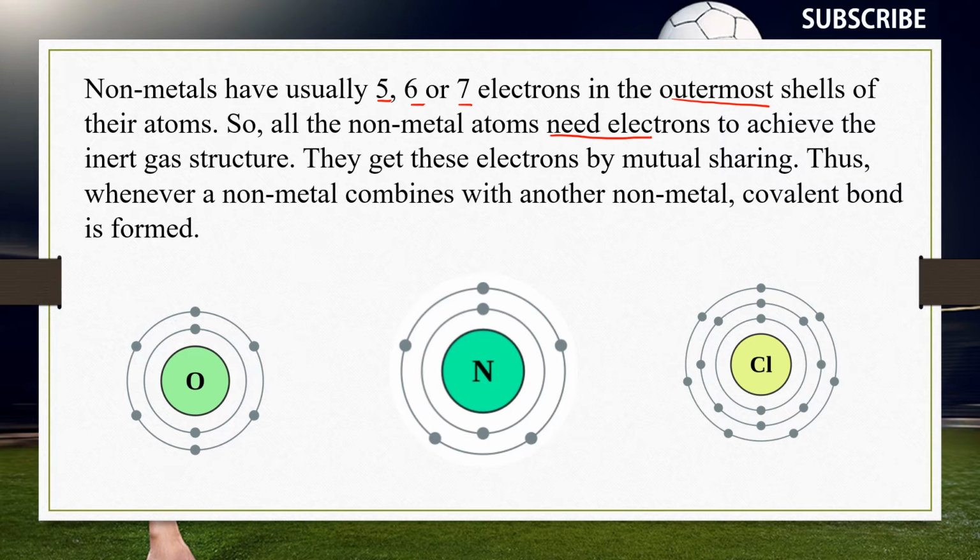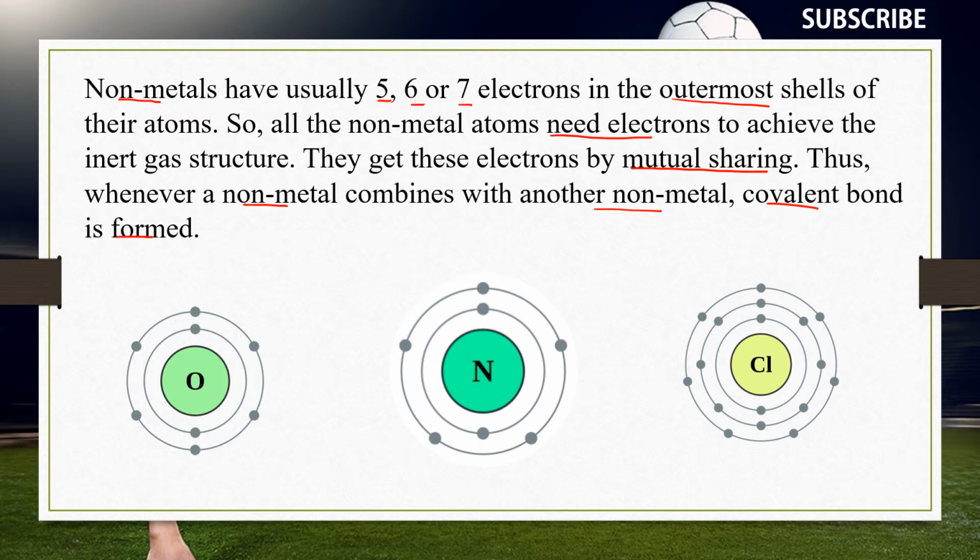However, when you have two nonmetals coming together and they both prefer gaining electrons, the best they can do is by sharing, mutual sharing of electrons, because none of those atoms will prefer losing, yet both of them want to gain electrons. So the best they can do is to share electrons. So whenever a nonmetal combines with another nonmetal, both needing electrons, a covalent bond will always be formed.